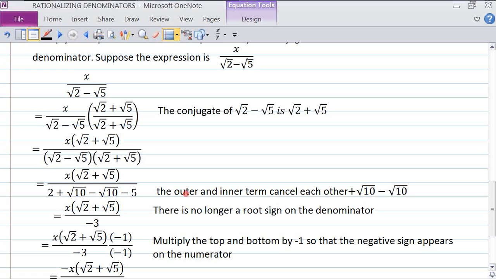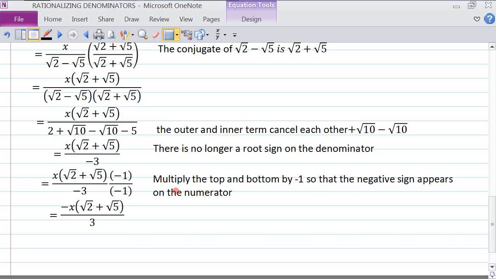Now, it says here the inner and outer terms cancel each other. That's exactly what I said before. That's the idea of using the conjugate. Now I have the negative sign on the bottom, and usually we don't like to leave the negative sign on the bottom of a fraction.